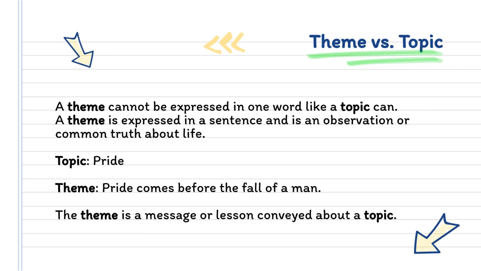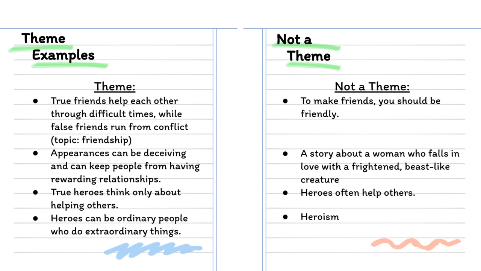Now, a theme cannot be expressed in one word like a topic can. A theme is expressed in a sentence and it is an observation or common truth about life. So if I'm talking about the topic pride, then a theme about pride would be pride comes before the fall of man. So remember, a theme is a message or lesson conveyed about a topic.